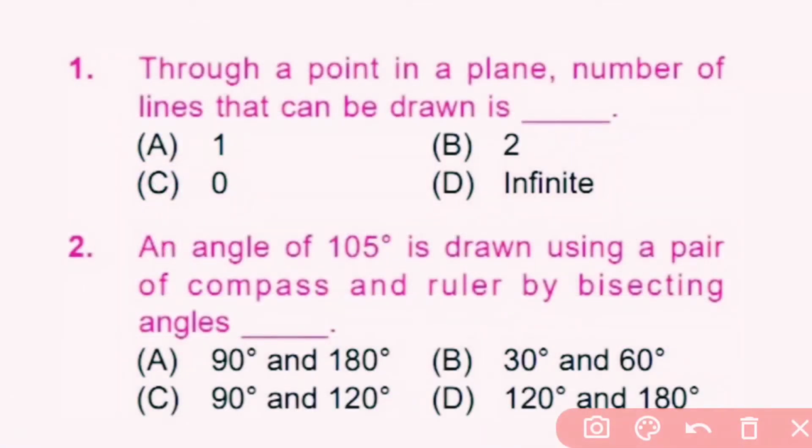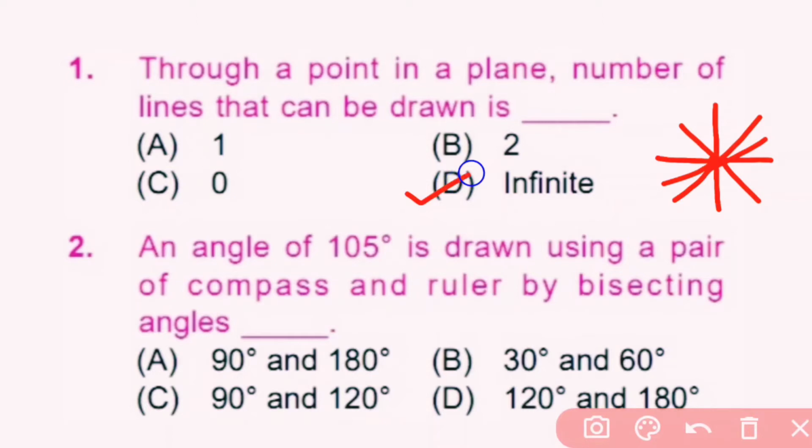Let's start with question number 1. Through a point in a plane, number of lines that can be drawn is dash. Using one point, we can draw infinite number of lines. So here D is correct answer.